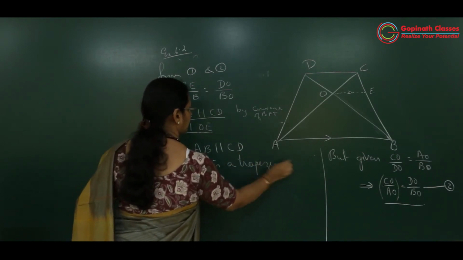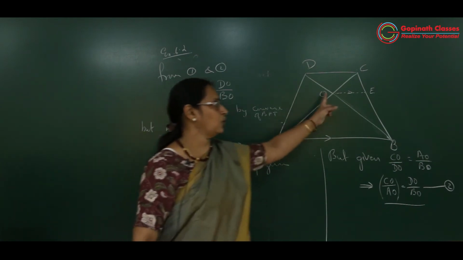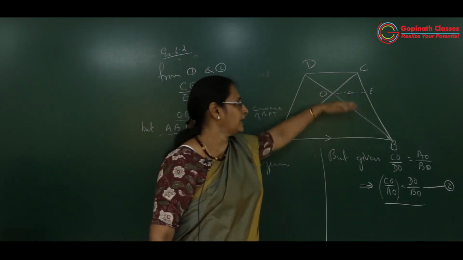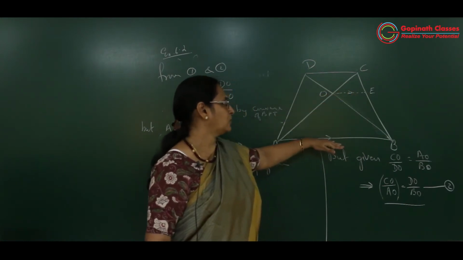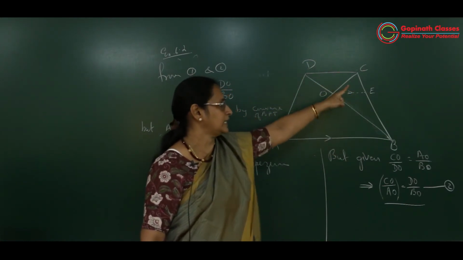Hope you understood the thing. We are just constructing OE and taking this triangle, we are applying BPT. We know that since OE is parallel to AB, CO by OA is equal to CE by OB.